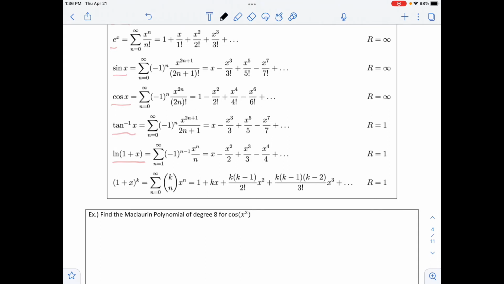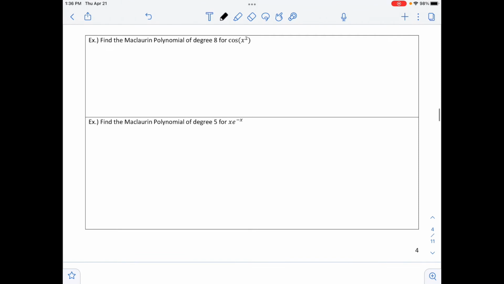And so this is going to be the sum from n equals 0 to infinity of k choose n elements, x to the n. And this is also written out here so you can see. So the first example says, find the Maclaurin polynomial of degree 8 for cosine x squared. So it wants a Maclaurin polynomial.